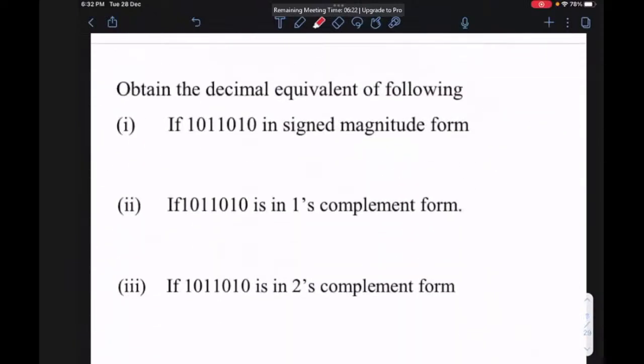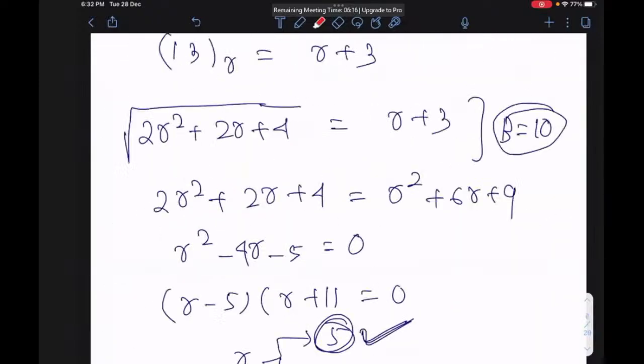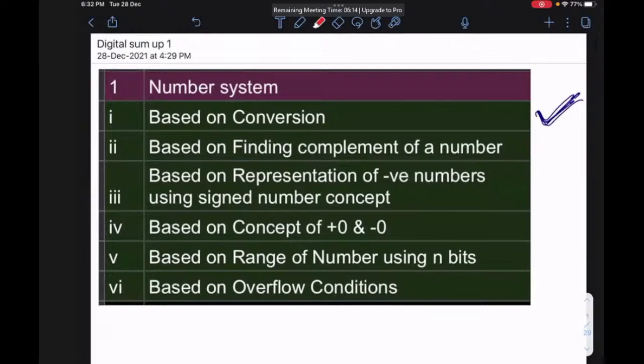Okay, fine. Having said that, this question which you have solved is based on finding the complement of numbers. So this model we have completed. Out of 6 models, the first 2 models are done. So now let us go into the third model. The third model is based on representation of negative numbers using signed number concepts. For that, again, I would like to give some concepts and then I'll be taking questions.